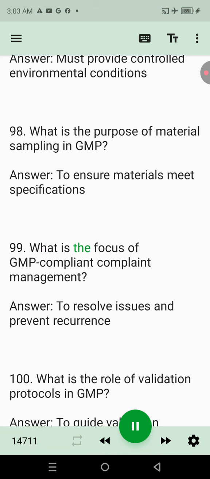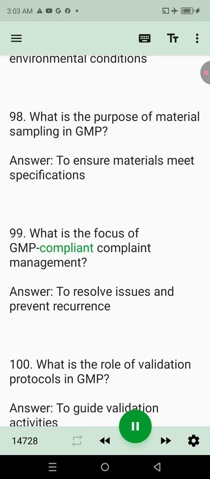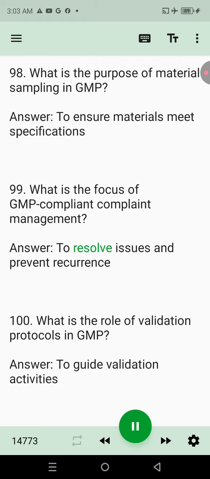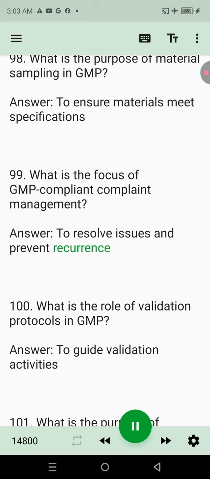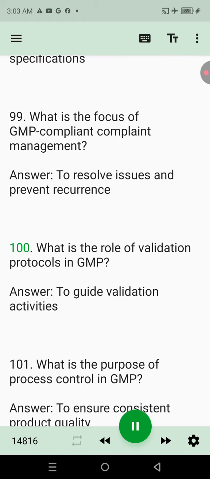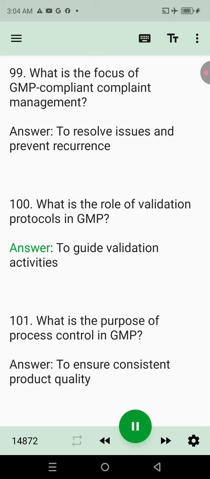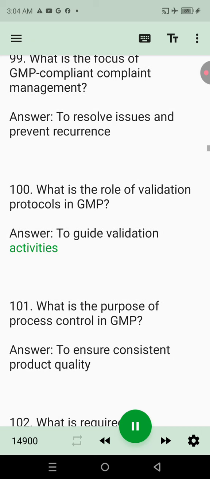99. What is the focus of GMP-compliant complaint management? Answer: to resolve issues and prevent recurrence. 100. What is the role of validation protocols in GMP? Answer: to guide validation activities.